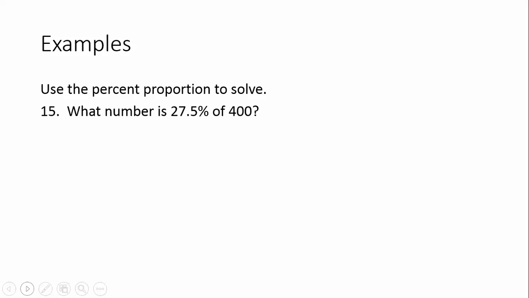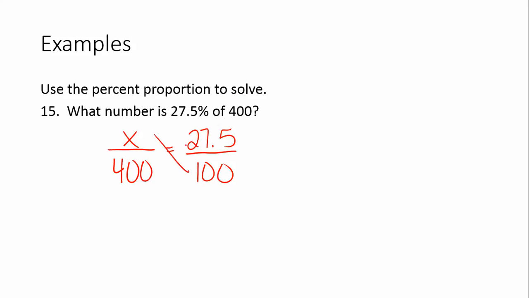Again, the percent proportion. Now we want to know what number is 27.5% of 400. Well, the tip here is that 27.5 is the percent, so that needs to go in the percent spot, and we always put it over 100. Now we want to know what number is, so it's the part that we don't know. There's the word "of," that's indicating that 400 is our whole, and now we want to cross multiply, so we get 100x equals, if you take 27.5 times 400, that gives us 11,000.